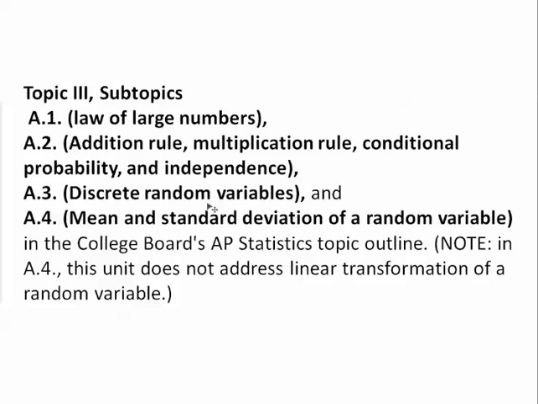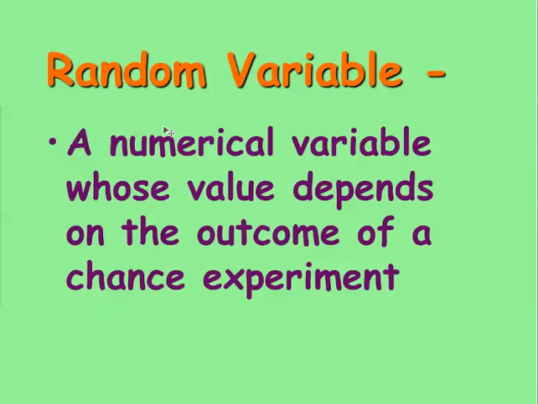We're going to be talking about discrete random variables today. That's one of the topics in the AP Statistics outline. So, what is a random variable? A random variable is a numerical variable whose value depends upon the outcome of a chance experiment.